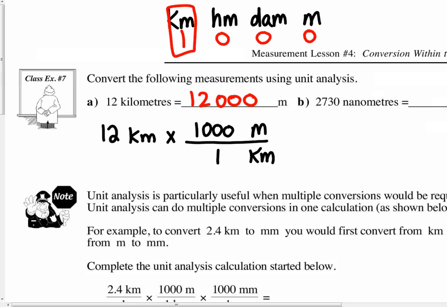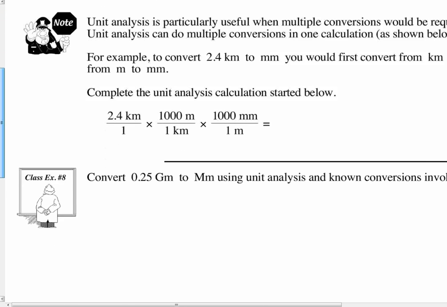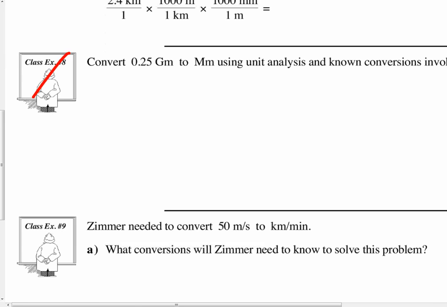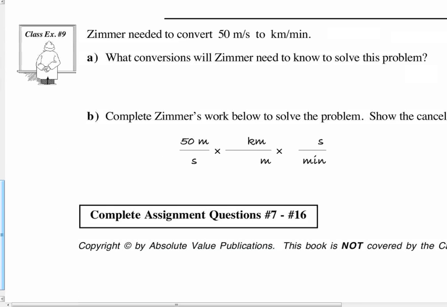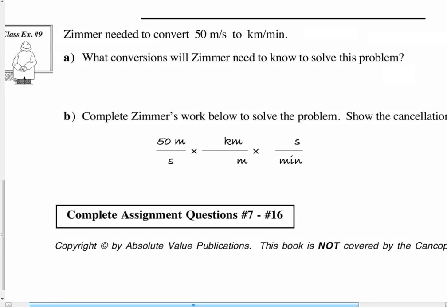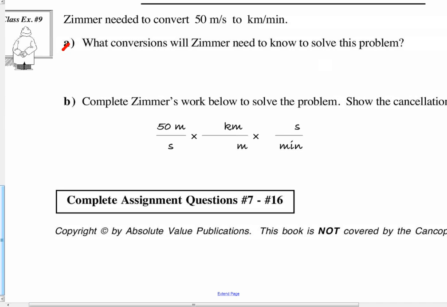Okay, we'll skip B. And we're going to skip 8 and go down to 9. So if we're going to convert meters per second to kilometers per minute, yes, you do need to know how to do that, just like in physics. So let's go straight to B. We do one conversion at a time. So we're first going to take care of the meters. Because meters are on the numerator, it's going to go on the denominator in the first fraction, and we want to convert it to kilometers.